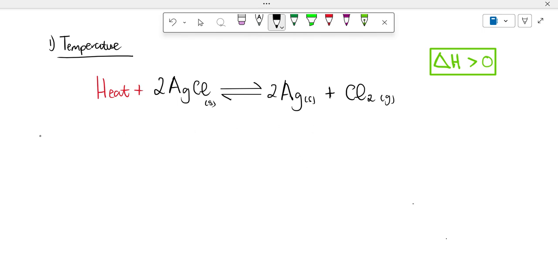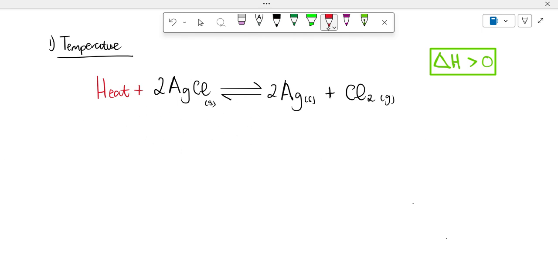Say for example, before we go any further, notice how with an endothermic reaction, I have the heat on the reactant side. Why? Because remember, with an endothermic reaction, heat is absorbed from the surroundings, right? So it needs to use that heat to then form the products.